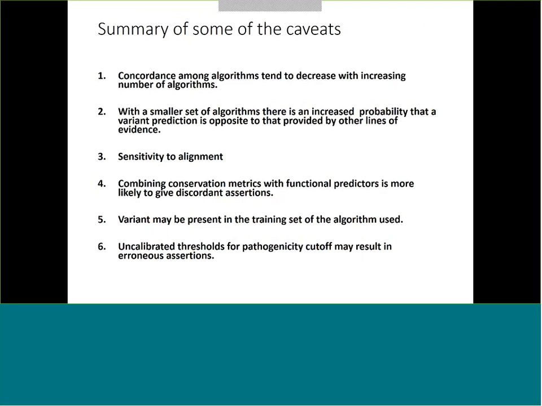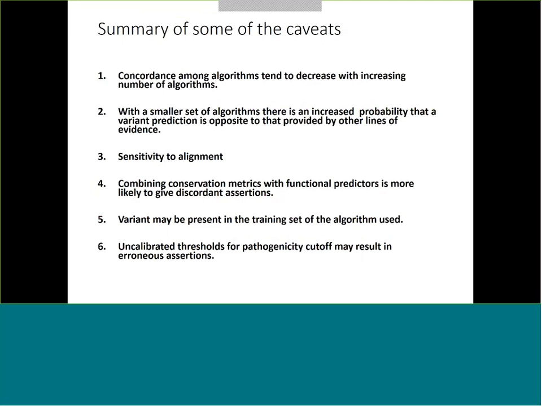so this is basically what I've shown, the caveats. There's concordance amongst algorithms, and it would decrease if you increase the number of algorithms. But then you want to use a smaller set of algorithms. If you use a smaller set, there's an increased probability of false concordances, and some of the algorithms are sensitive to alignment. And in the last slide, conservation metrics with functional predictors are more likely to give you discordant results.